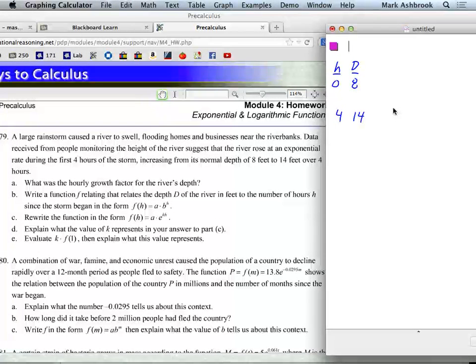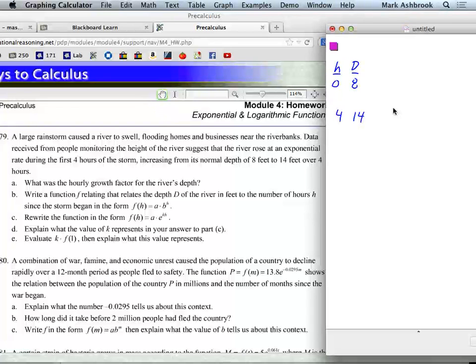I want to do 79 because it's a good overview of the whole module. We're going to move on to module 5 today. There's a lot of good things to talk about in number 79. They gave you this information that at time 0, the normal height of the river is 8. And then there's a flood. So 4 hours later, the height is at 14.